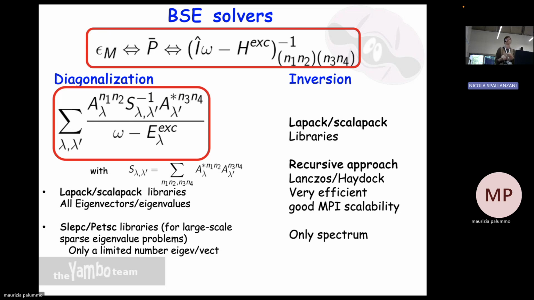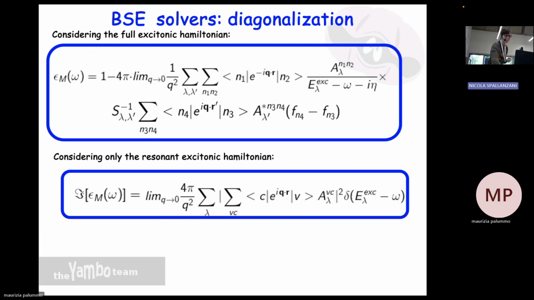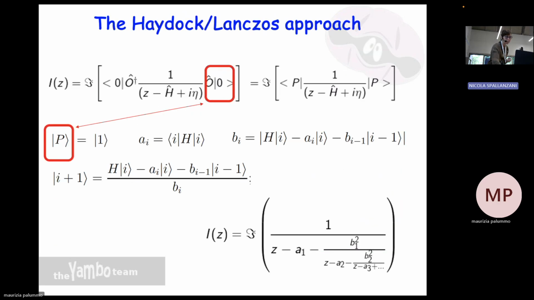There are different approaches: iterative approaches, recursive approaches, or you can use inversion directly, either by LAPACK, ScaLAPACK, or by the Lanczos-Haydock approach. But in this case, you will not have the eigenvalues and eigenvectors of the Hamiltonian, but only the spectrum, because you deal directly with the inversion. So you do not diagonalize the Hamiltonian. Okay, so I will skip all the rest because I am late.